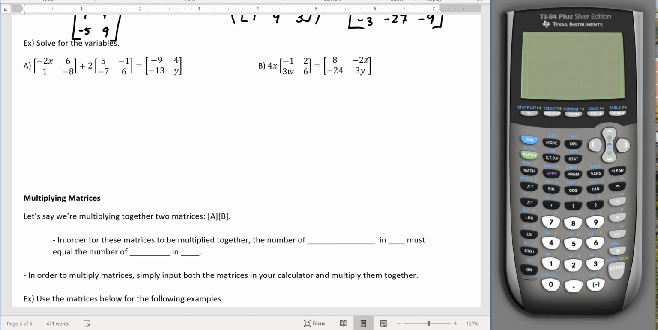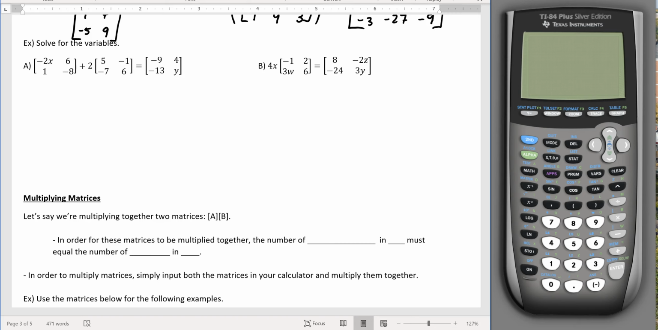Looking at letter A, the first thing we have to identify is the variables. And what we're going to do now is create equations using those variables. So looking at here, I have an x, I have y. Those appear to be the only variables in this expression. So that's going to be what I solve for.